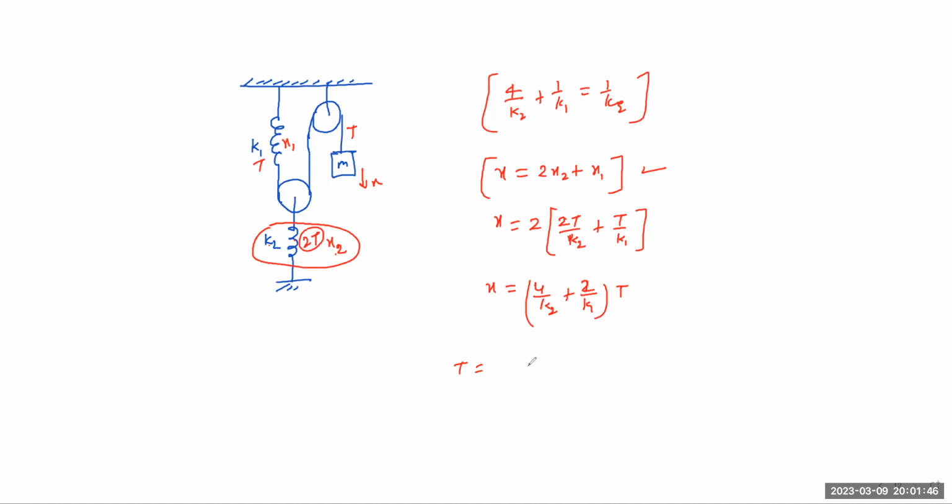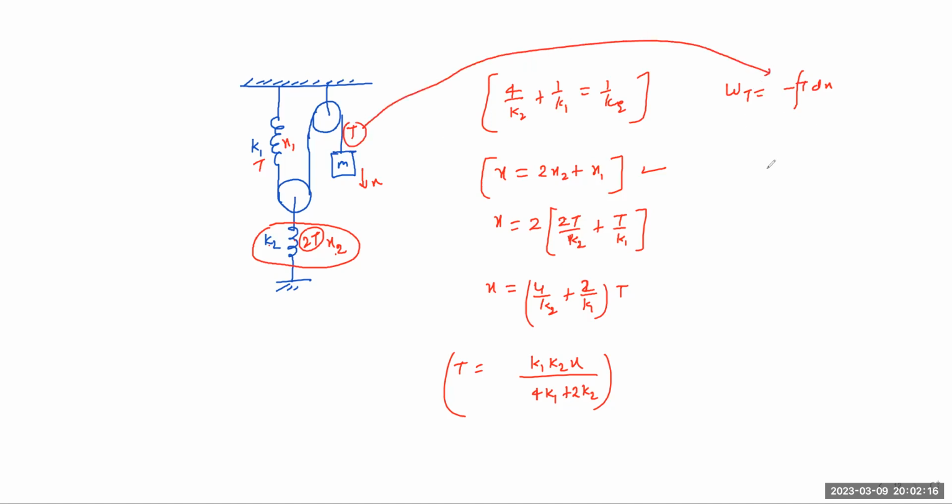So T is basically here how much? K1 K2 x upon... Is this clear? Yes, sir. So as the block will descend, what is the work done by tension? Minus T dx. I'm saying distance, isn't it? Yes.